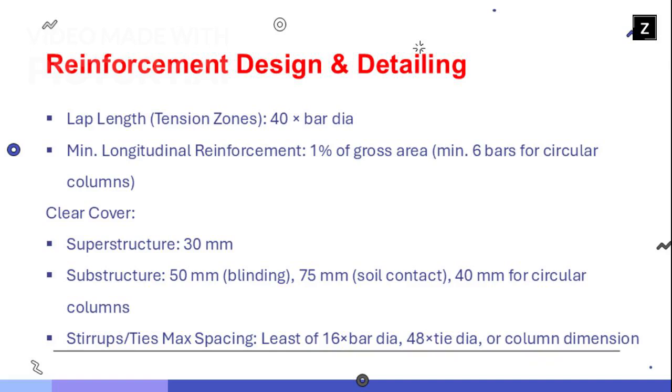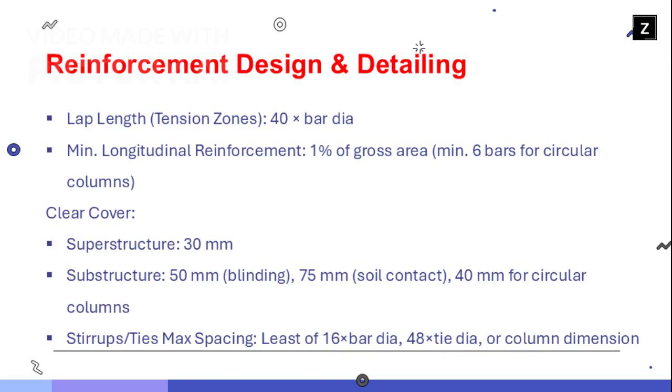The lap length, which ensures bar continuity, is standardized in Dubai at 40 times the diameter of the bar in tension zones. For example, a 20 mm bar needs an 800 mm lap. Minimum longitudinal reinforcement must be 1% of the gross cross-sectional area. In circular columns, we require at least 6 bars for uniform load distribution and ductility.